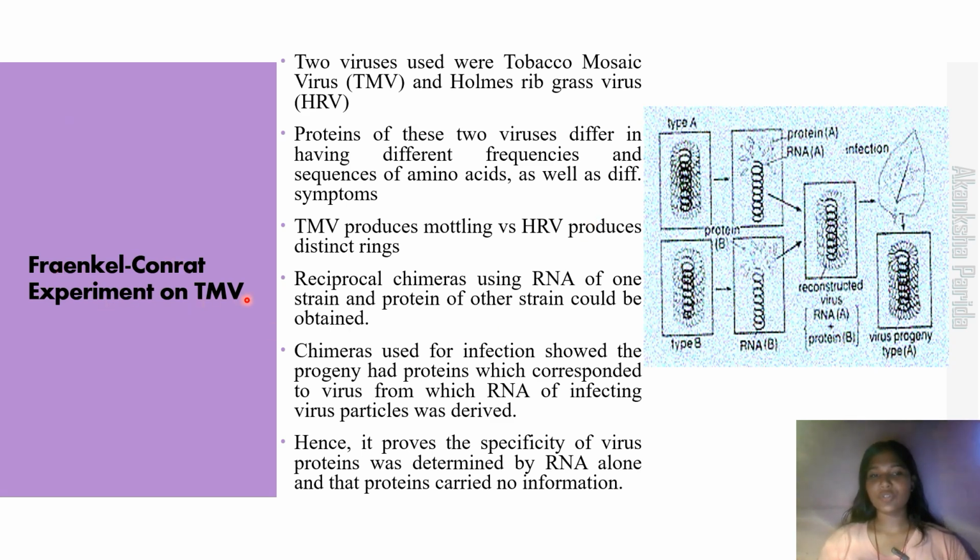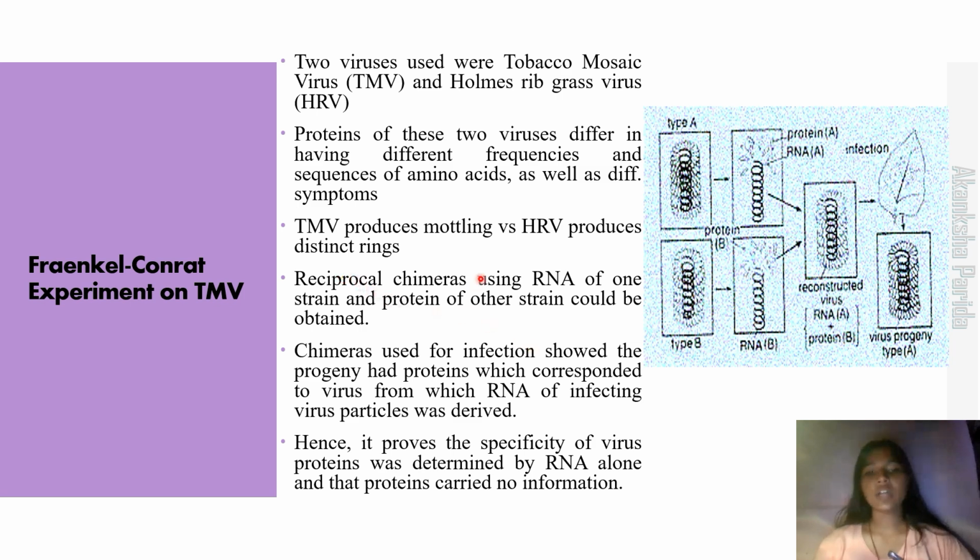Frankel-Conrad experiment on tobacco mosaic virus. So two viruses were used. That was tobacco mosaic virus, and the other was Holmes ribgrass virus, HRV. HRV is isolated from Plantago lanceolata. The proteins of these two viruses differ in sequences of amino acids, and their symptoms are also different. TMV produces mottling, whereas HRV produces distinct rings.